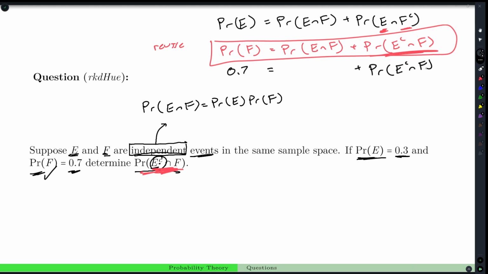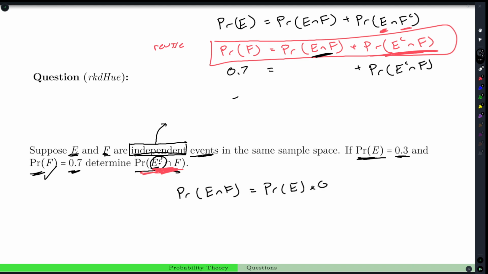Do we know the probability of E intersect F? We don't. They didn't tell us that, but they did tell us the events are independent. So, let's give ourselves a little more space here. We know we're missing the probability of E intersect F, but we know that's the probability of E times the probability of F. That's 0.3 times 0.7.